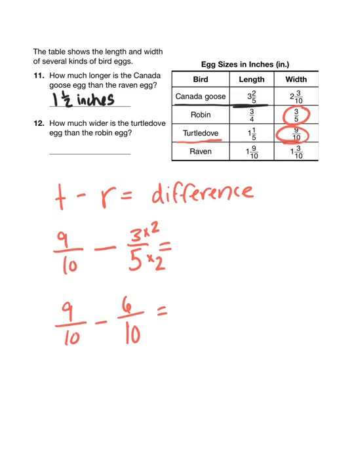I promise you that converting these to like fractions will start to feel like second nature. 9/10 minus 6/10 leaves me with 3/10. So now we need to put this in simplest form. And this is something that I've been getting a lot of questions about. So let's look at that.